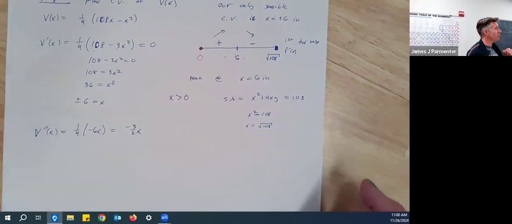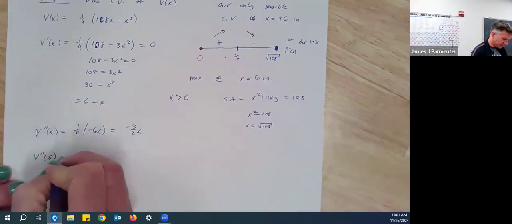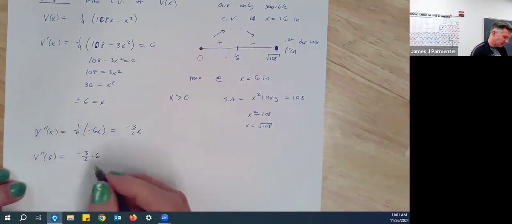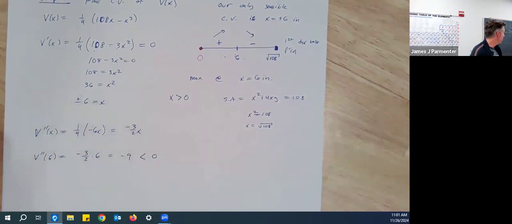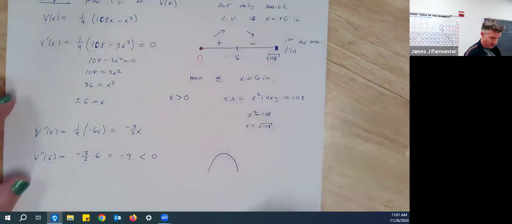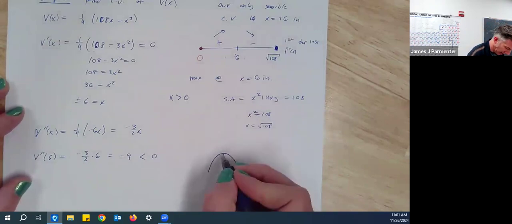And now we're going to plug in our critical value. So v double prime of 6. I don't actually really care what the value is. I just care what the sign is. The value here would be -9, but I really just care that it's negative. Because if your second derivative is negative, that means your function is concave down. But if you had a critical value somewhere where the function is concave down, it can't be a min, it can't be an inflection point, it had to be a maximum there.